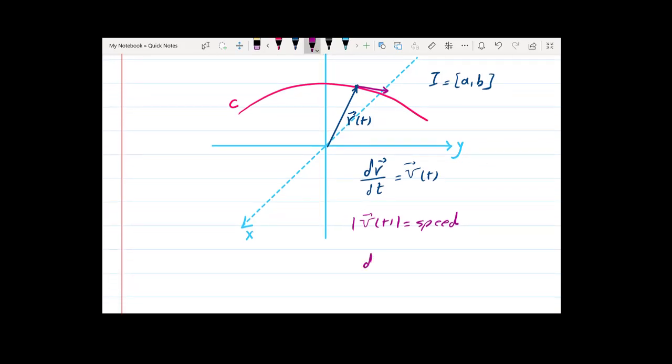The second derivative of r with respect to t, if it exists, or the first derivative of the velocity vector with respect to t, is called the acceleration vector.